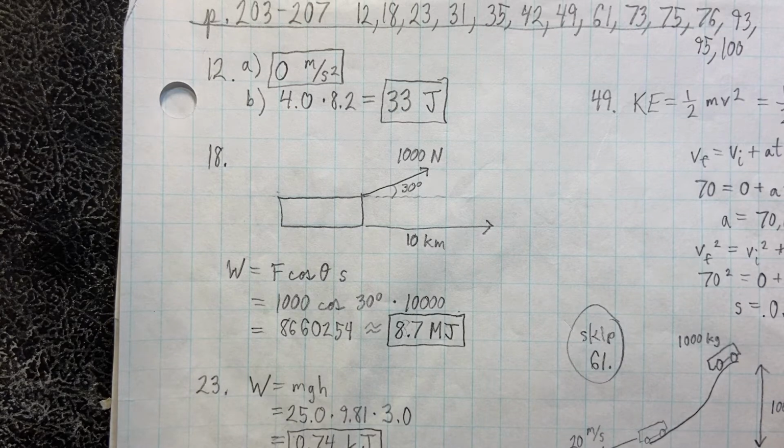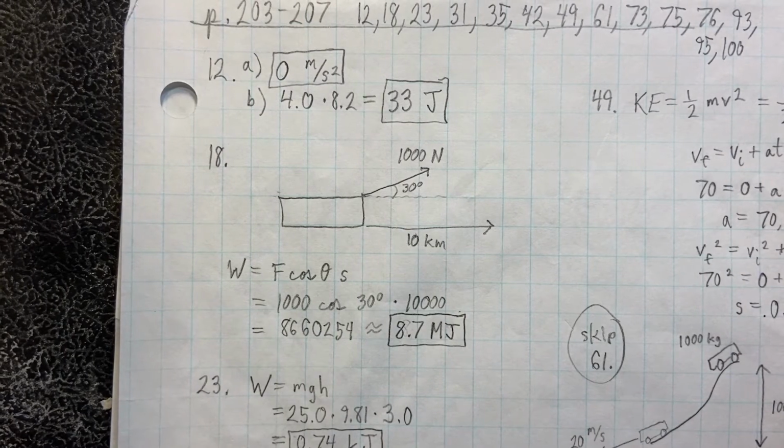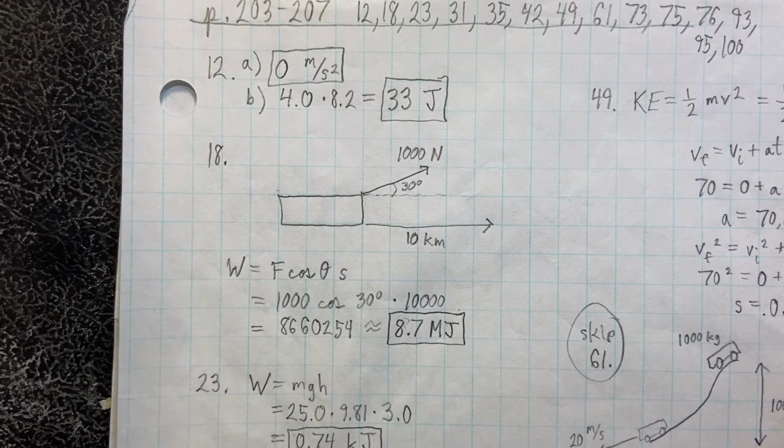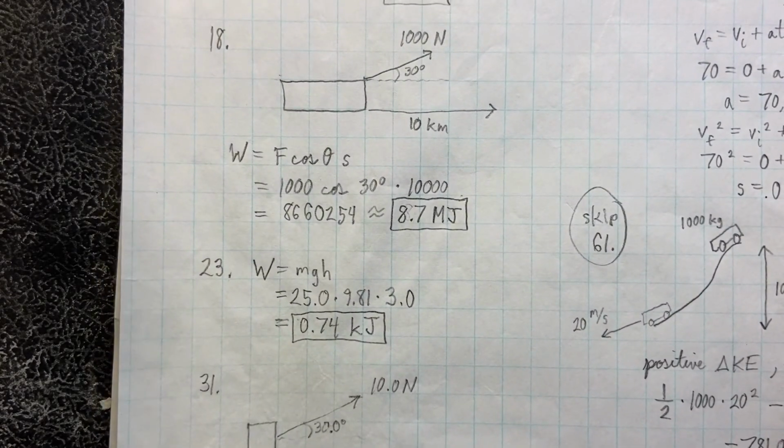All right, in 23, it says starting from rest, a 25 kilogram kid runs up a 5-meter long slide. At the end, he is standing still 3 meters higher than at the start. How much work did he do? What they're trying to emphasize here is that when you're working against gravity, all that matters is the vertical displacement, since gravity is always acting straight down. Okay, so we just do mgh. Mg is a force. It's the force of weight. Height is a distance. Force times distance is work. And so we have 0.74 kilojoules.